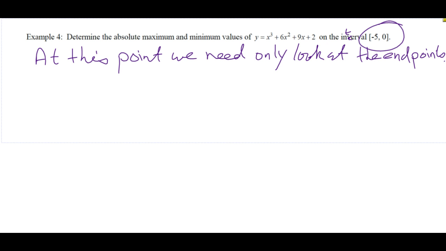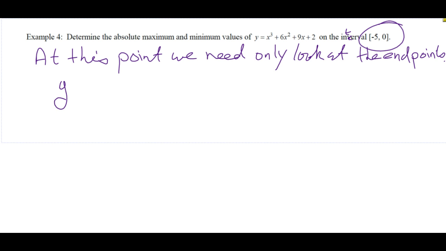An endpoint can only be an absolute max or an absolute min, right? It can't be a local one. A local one requires it to have stuff on both sides, so you could say in that vicinity. Whereas an endpoint can only be an absolute max or min. So we're going to evaluate these two values. We'll see if we get any numbers greater than 2 or less than -2, and if we do, then those will be the absolute maxes or mins.